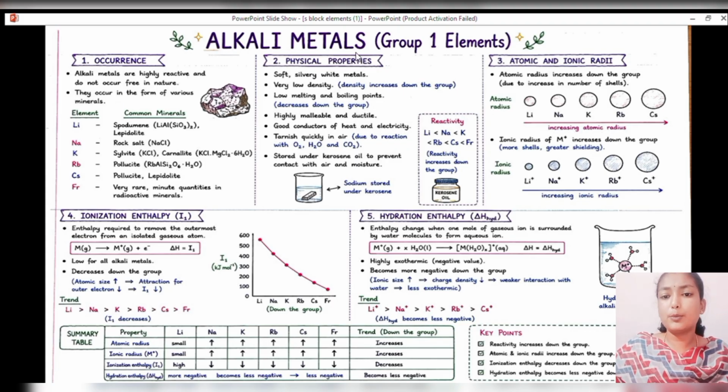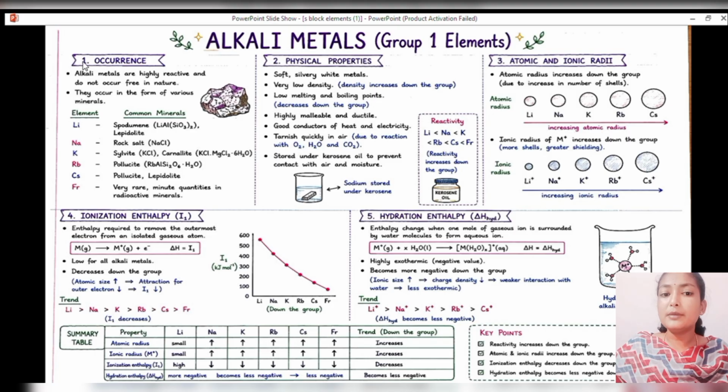So what are its physical properties? In the previous slide we understood these metals are soft, silvery white, and have very low density. They are highly malleable. Malleable means can be made into shape; we can change the shape of that metal. And ductile, it can be stretched. Then they are good conductors of heat and electricity, and they tarnish quickly. What is tarnish? Tarnish means change of color or shine.